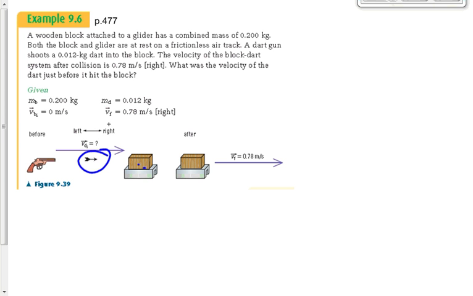What's this? In other words, how fast did this gun fire this dart? What's the muzzle velocity of this gun? We're going to make this M1, that's going to be the mass of the block and the glider that the block is sitting on. They're at rest, so we're going to say V1I, the block and the glider initial, the block and the glider before the collision takes place.